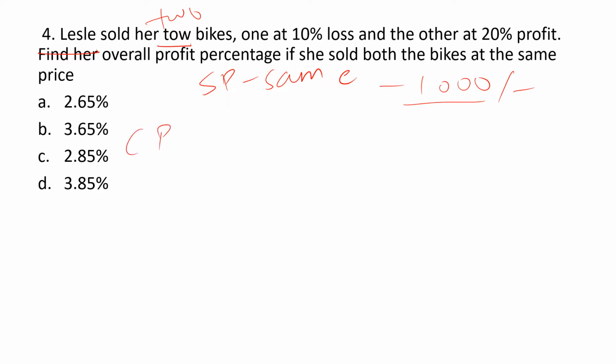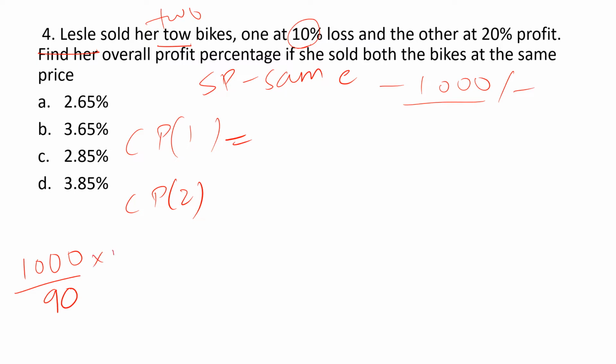Now I need to find the CP of the first bike and the CP of the second bike. To find the CP of the first bike, we know the SP is 1000 and it is a 10% loss. So 1000 rupees is the value of 10% loss, meaning only 90% worth. 1000 rupees is the worth of only 90 percent. So what will be the worth of 100 percent? It will be 1111 rupees.